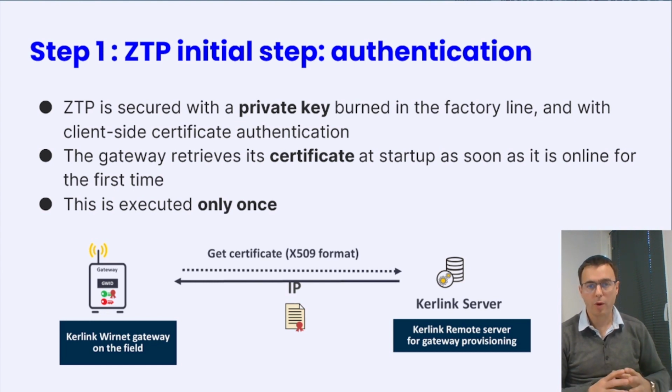So the initial step, the step number 1, is authentication. ZTP is secured with a private key, which is burned into the factory line. So it's used for client-side certificate authentication. The gateway retrieves it when it boots at startup. As soon as it's online, it retrieves its certificate on the first boot. So this is executed only once, and that certificate will be used in the steps later. So it connects to the Kerlink server and gets your certificate back.